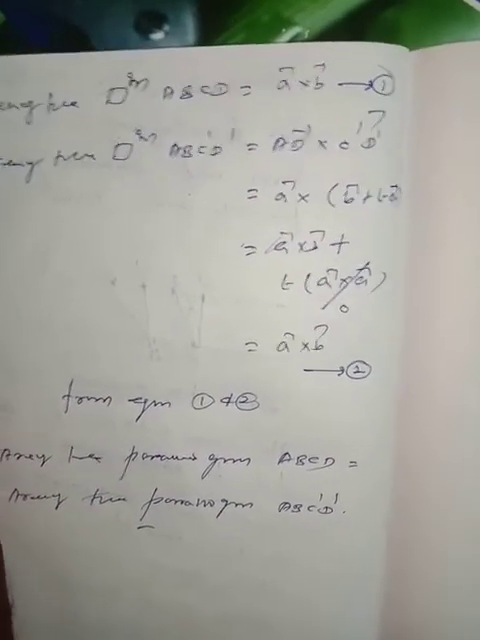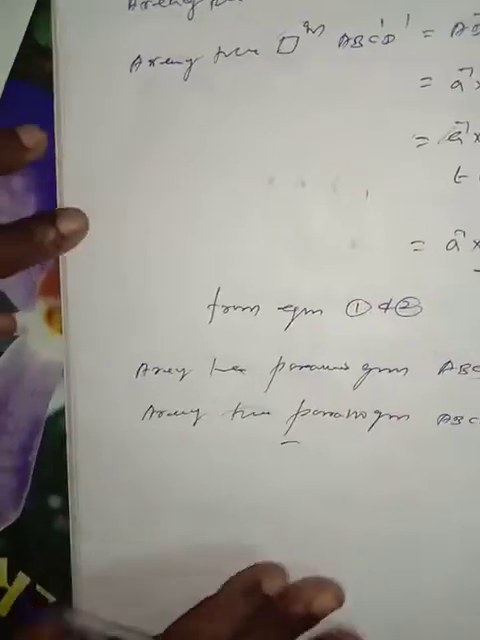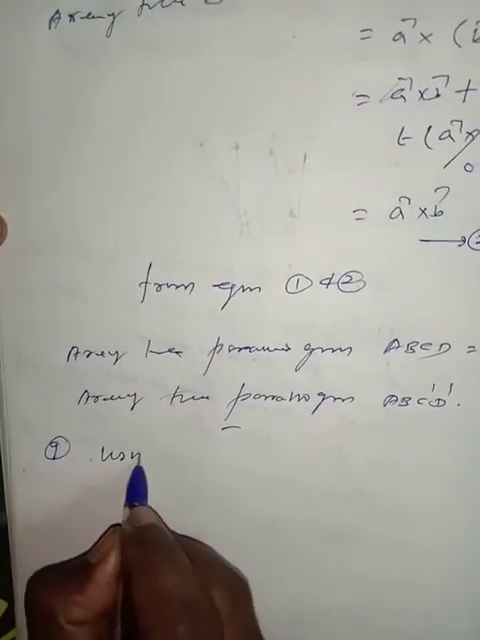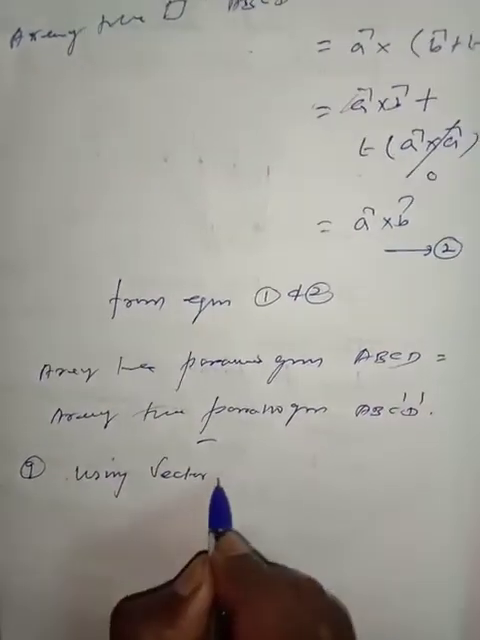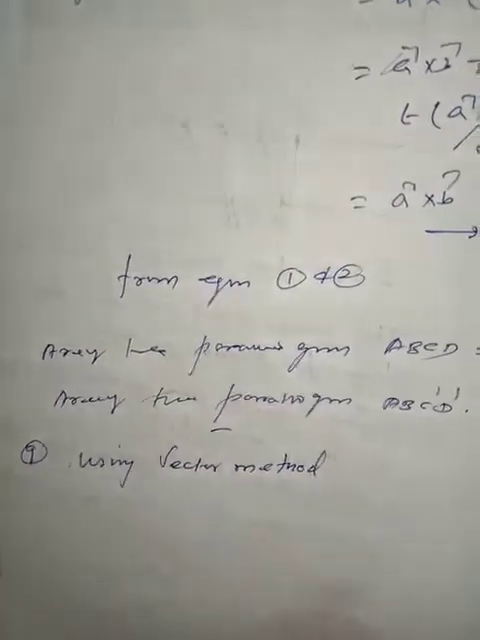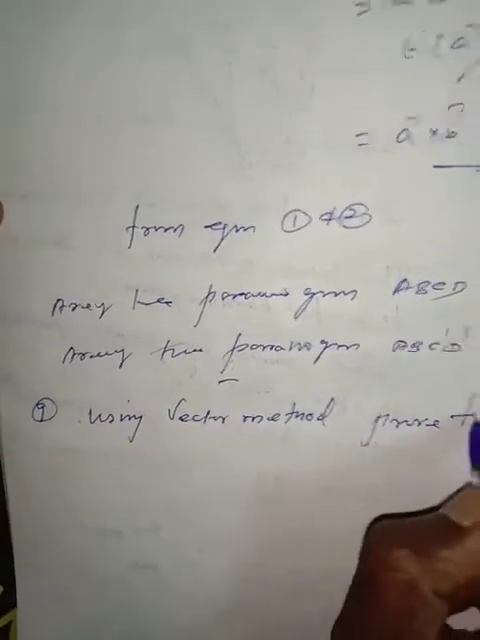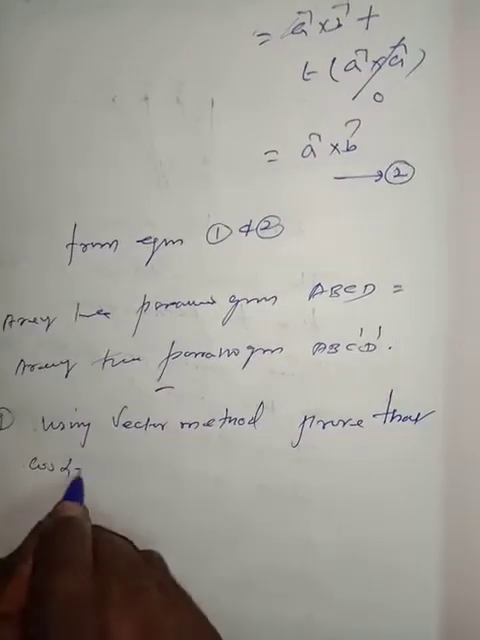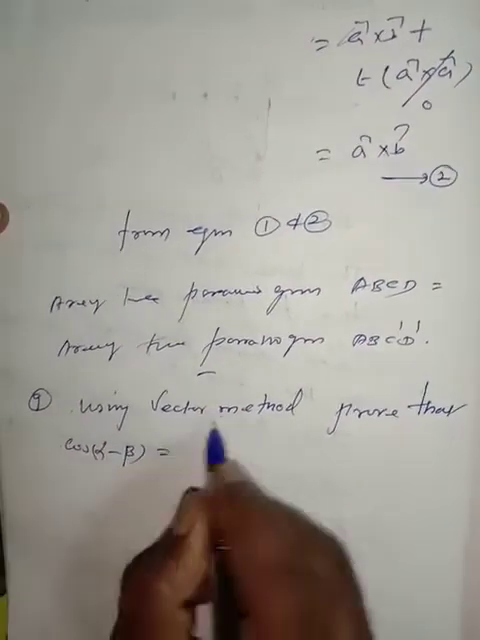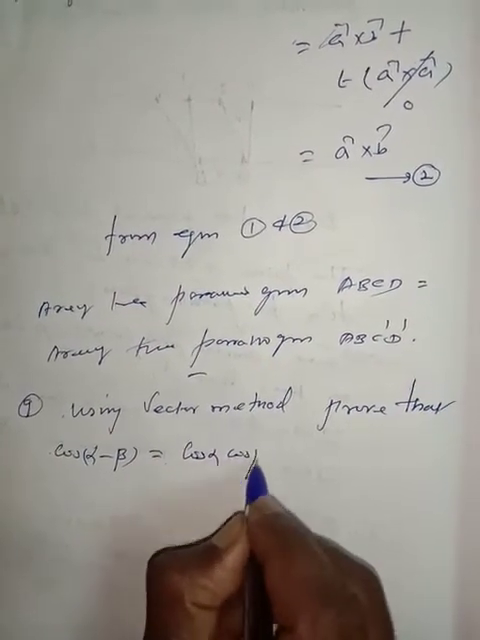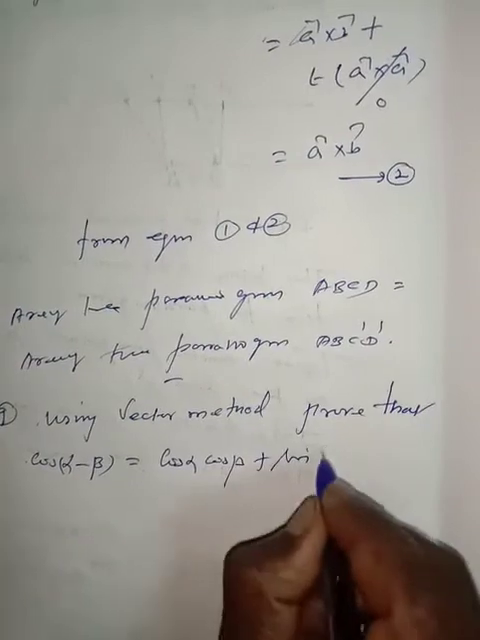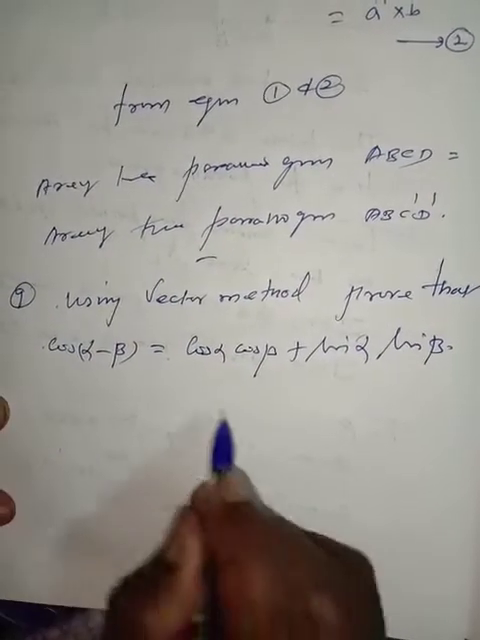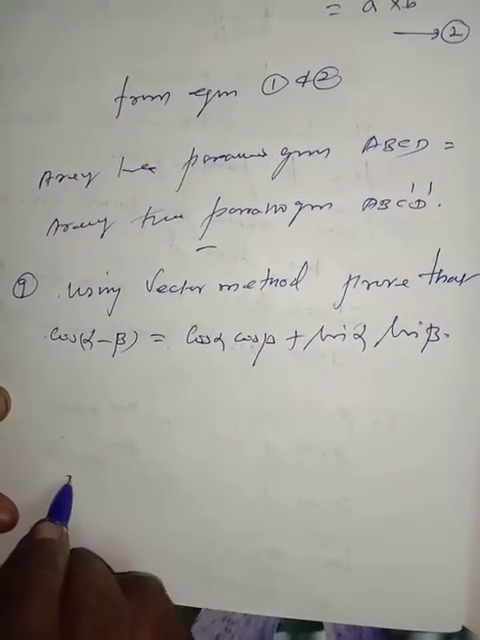Question number 9. Using vector method, prove that cos of alpha minus beta is equal to cos alpha cos beta plus sin alpha sin beta. Now, first draw x and y axis.